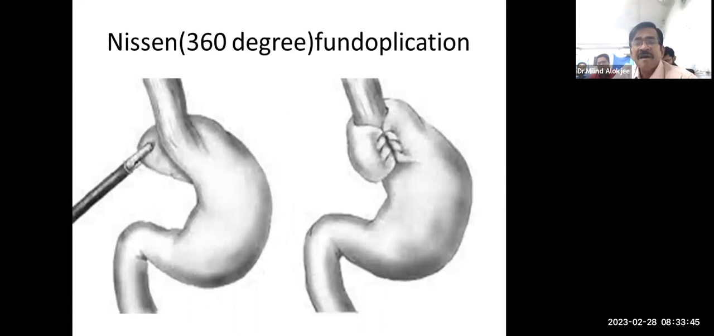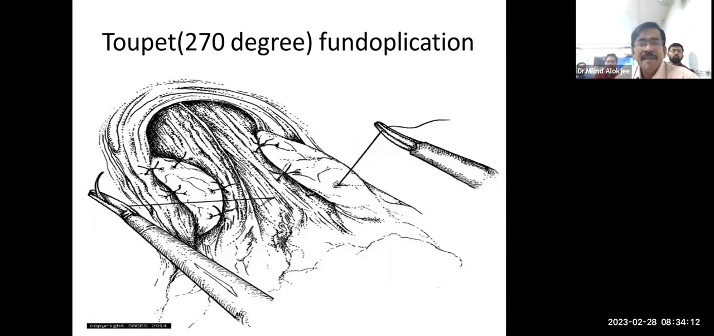So there are different ways we can do the anti-reflux surgery. One is the classic Nissen fundoplication, where you need to mobilize the greater curvature. You mobilize the medial side of the esophagus, and you wrap the lower esophagus to the extent of about 3 centimeters, and this is a 360-degree turn. You do the anti-reflux procedure.